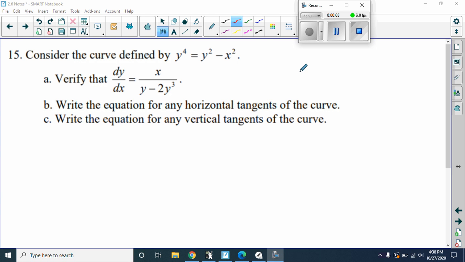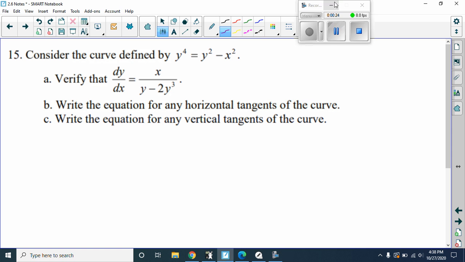This is AP Review 2.5, 2.6, number 15. Part A asks us to verify that dy/dx equals that using implicit differentiation. For the most part, I think we're doing really well with that. If you have questions on Part A, let me know, and I'll put a video together for that part.